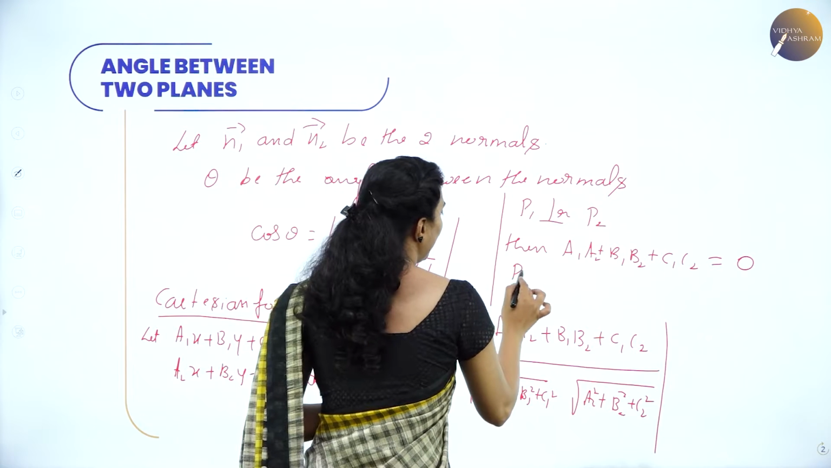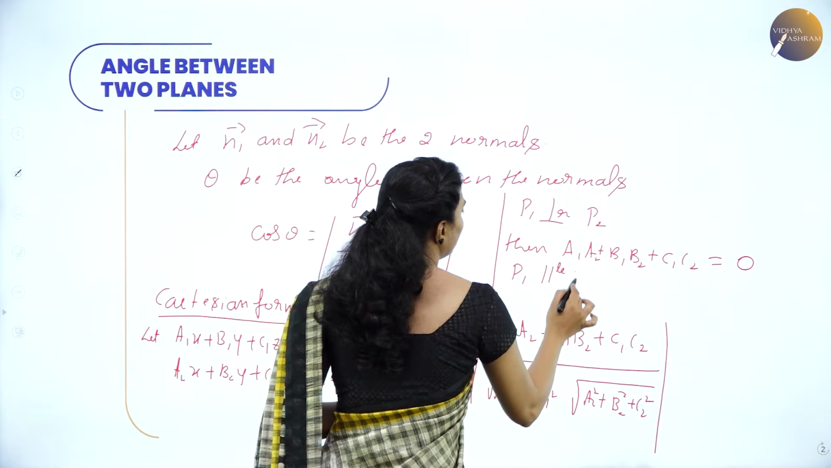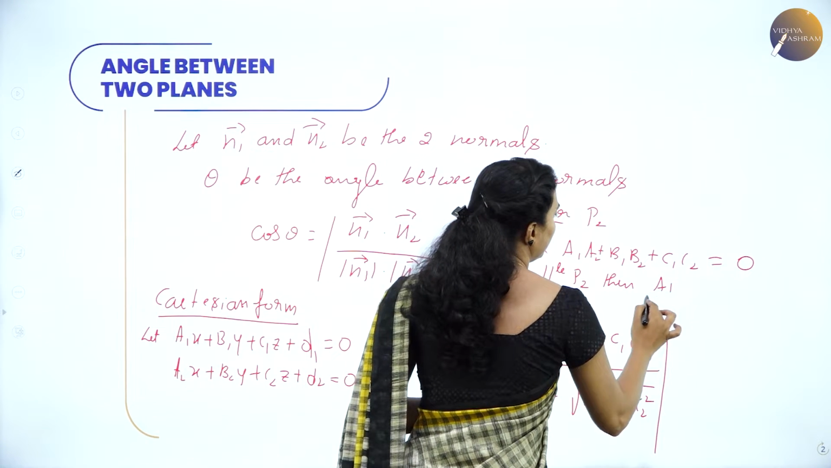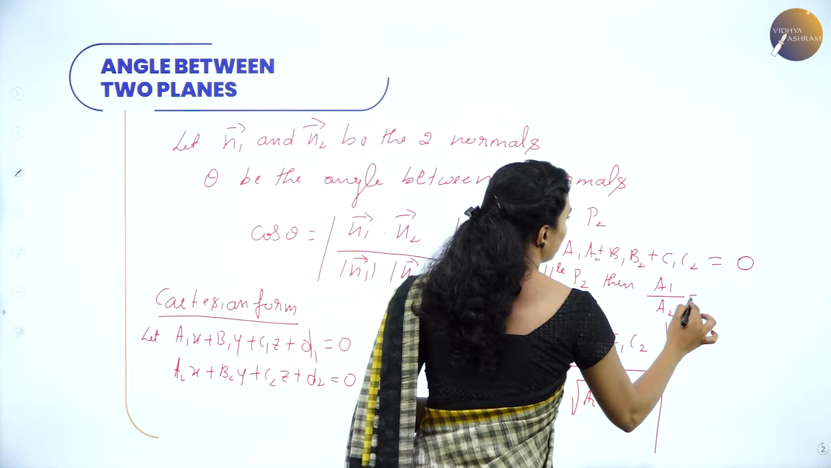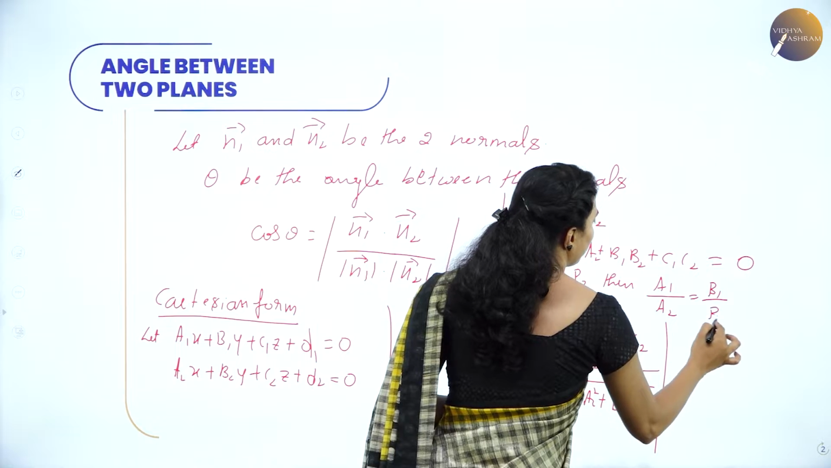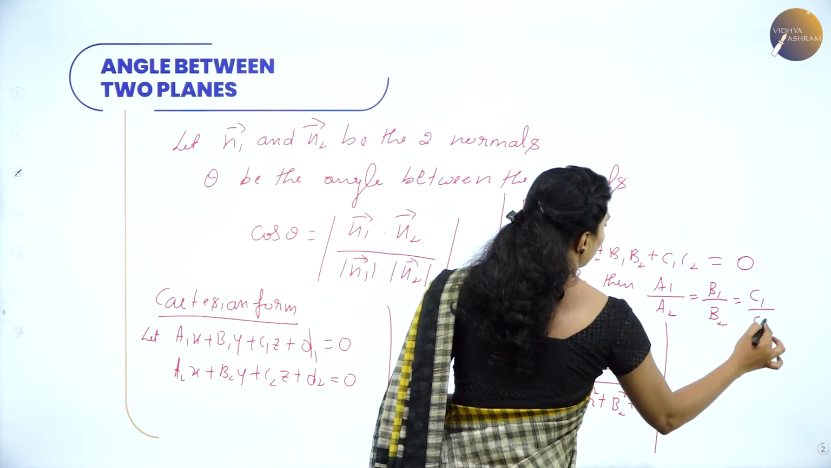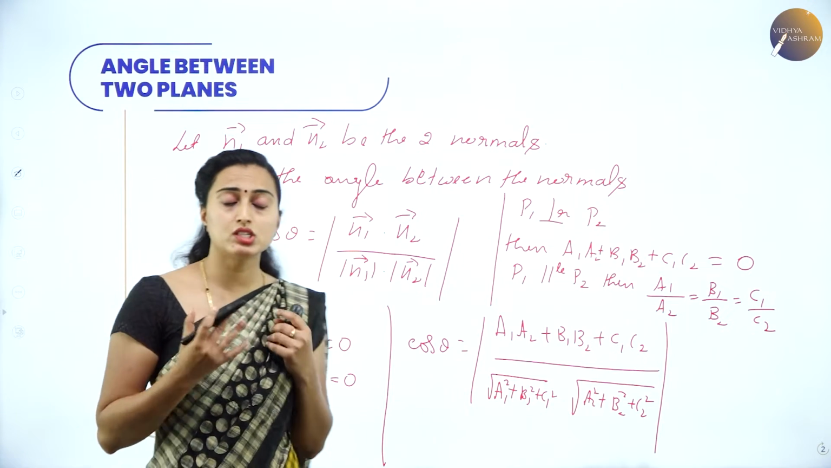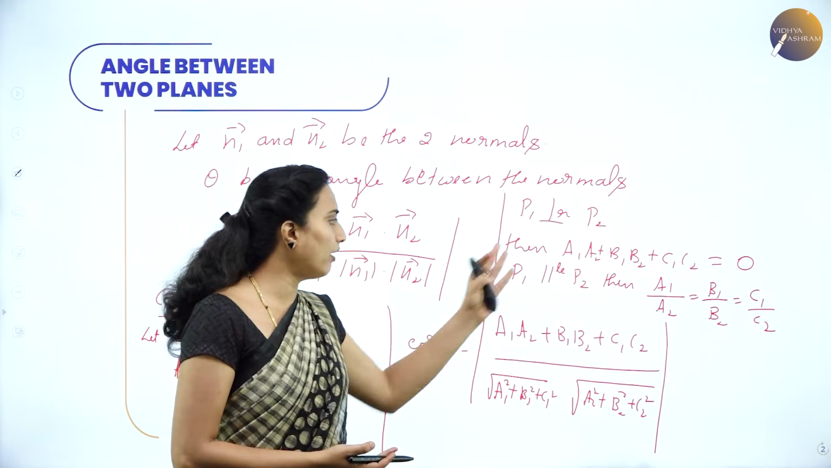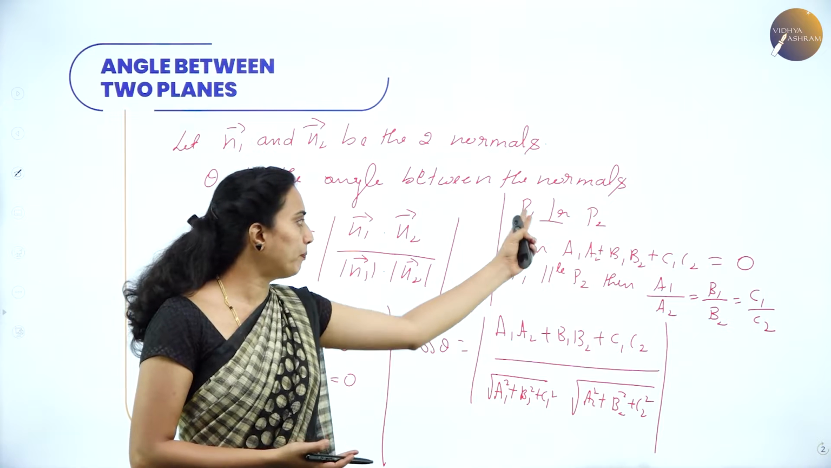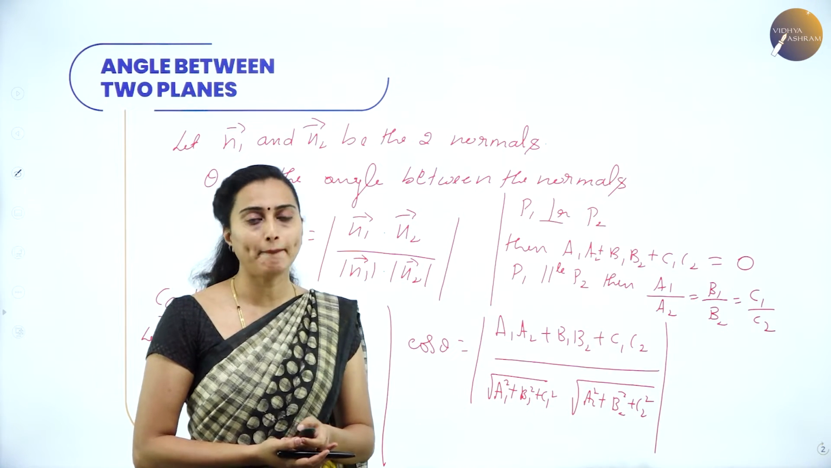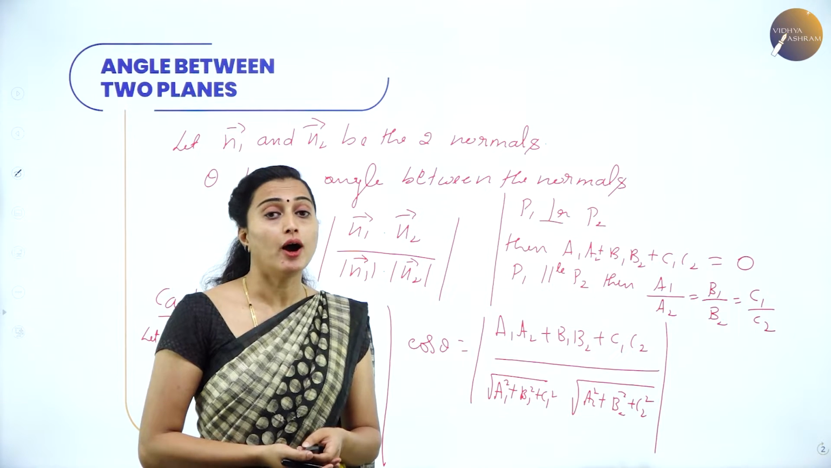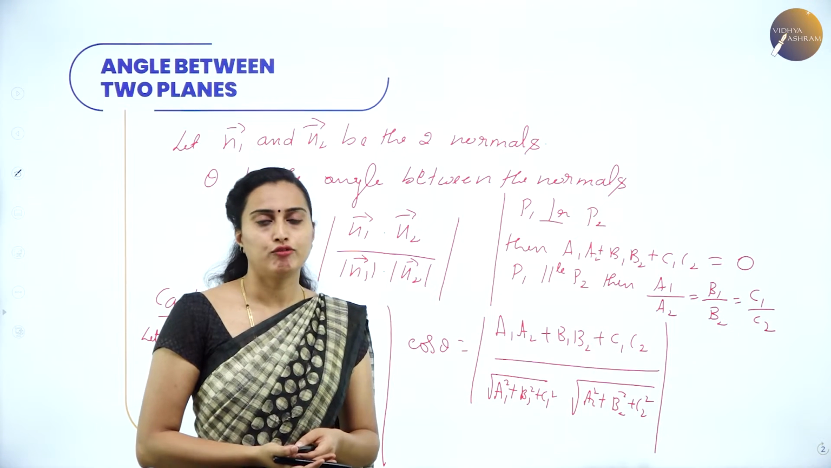Suppose if plane 1 is parallel to plane 2, then we are having ratios equal. That is A1 by A2 is equal to B1 by B2 is equal to C1 by C2. That's it. Understood? So this is the condition you are going to have when the two planes are perpendicular and when the two planes are parallel. That's it, dear students. Now we'll be moving on to problems based on this formula.